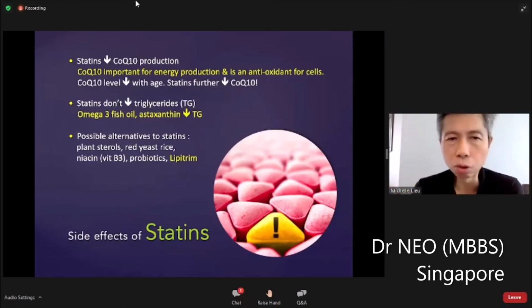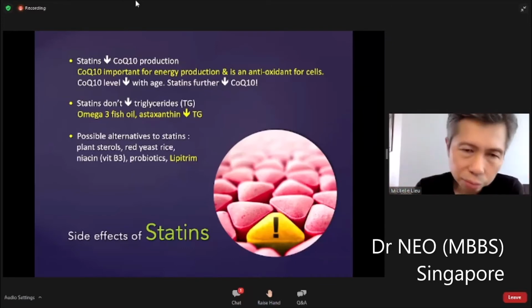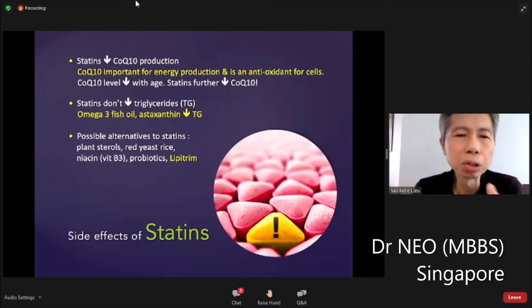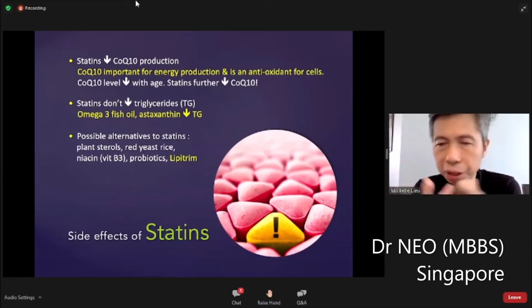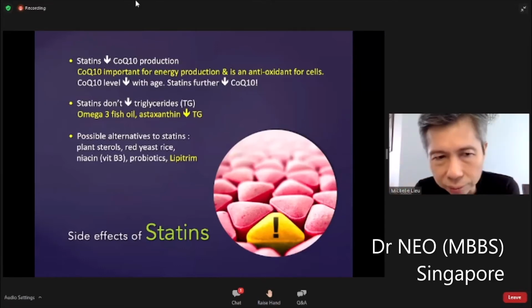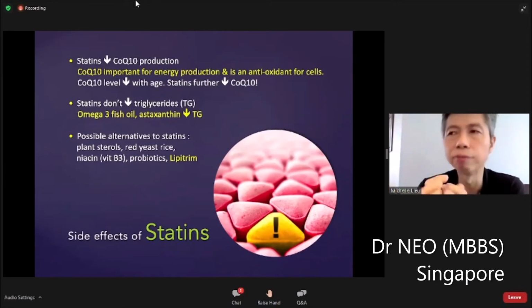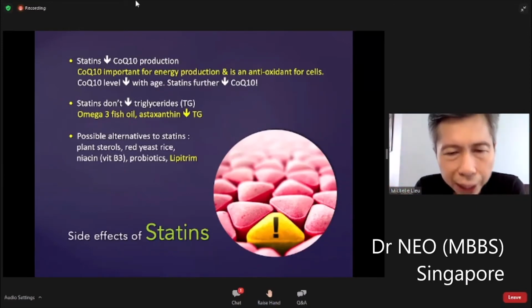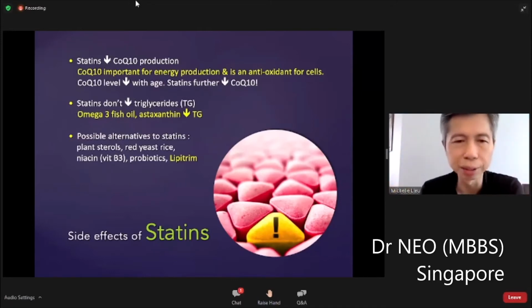Now, those of you who don't want to take statins, you might want to consider other alternatives. You can consider plant sterols, red yeast rice, niacin. You can consider probiotics. Yes, probiotics do help, not very significantly, but they help, and they have other health benefits as well. Or you can consider a product called Lipid Trim, which I will talk about briefly.